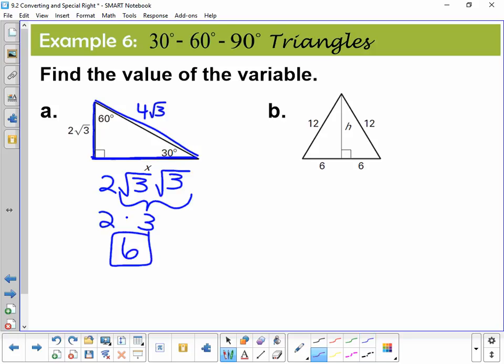All right, we've got one more. We have a 30, 60, 90 triangle here. We know that the short leg of the triangle is 6. We know that the hypotenuse is 12. We want to know what the height of the triangle is. Well, it must be 6 root 3 according to our pattern. Okay, so that's it.